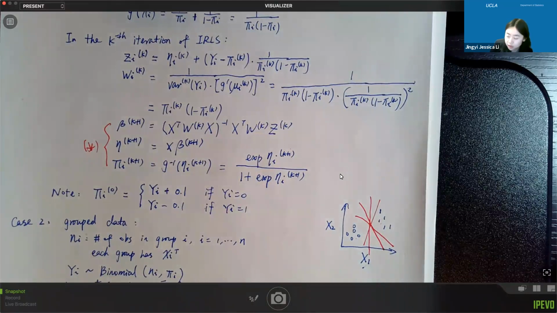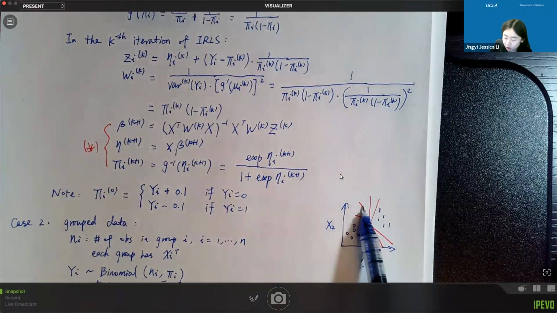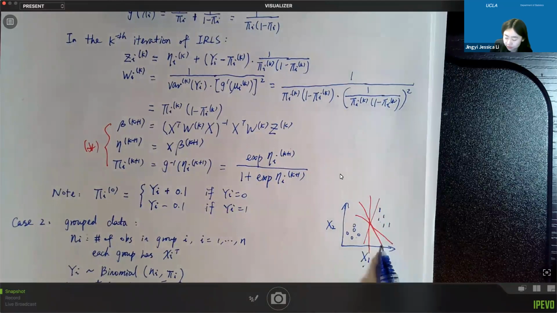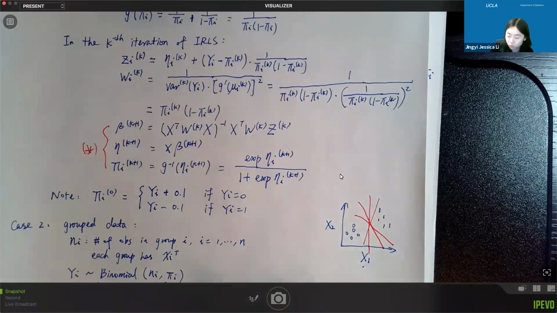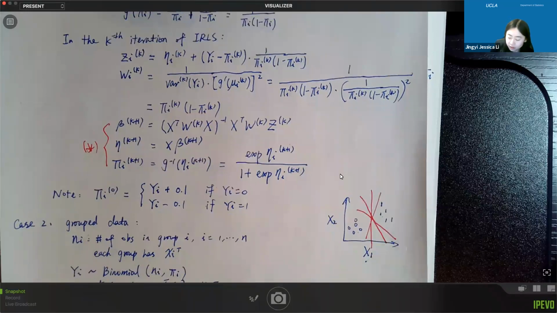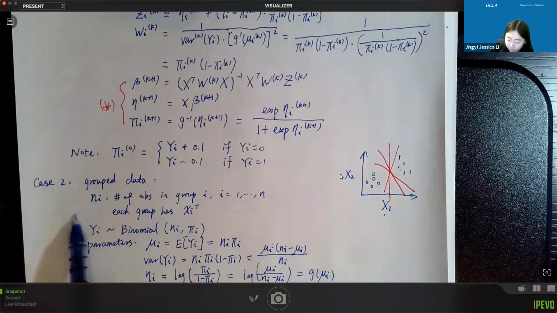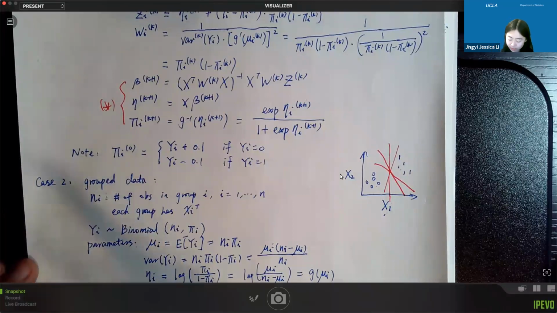doesn't converge. So this is the motivation of support vector machine, which means that out of all those possible lines for perfect separation, you will find the one that gives you the best support. So that's why SVM is very popular for this kind of case. And that's the motivation of getting support vectors. And coming back to our main theme, now let's move on to case 2, group data.